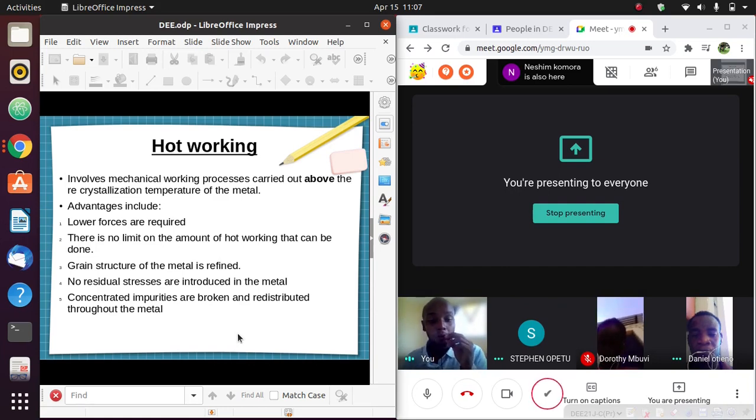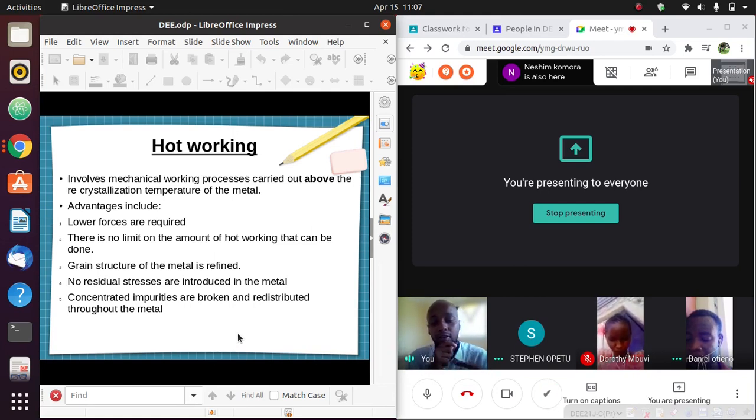Now the opposite of cold working is hot working. You have to heat the metal, work on the metal above the recrystallization temperature. So we heat it, but it doesn't melt. It is just before the melting point. So this is the temperature at which new crystals are being formed. Now you heat a metal, the internal structure changes, you get new particles, new crystals.